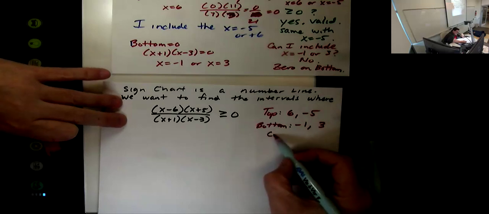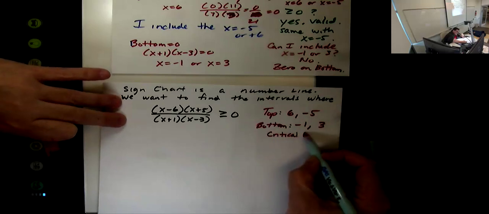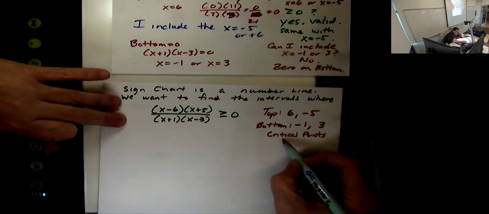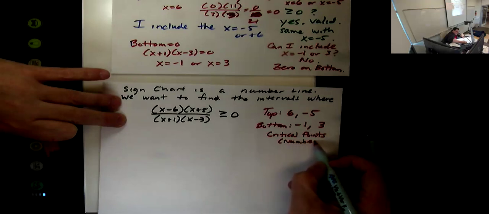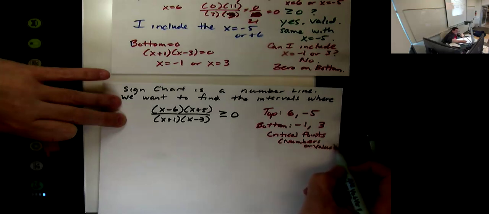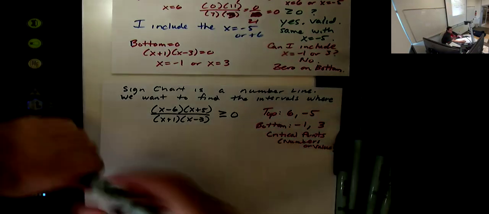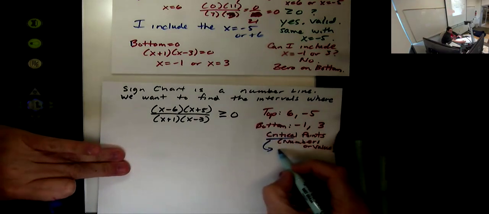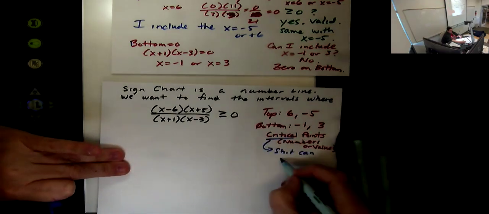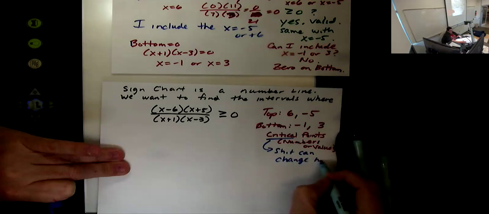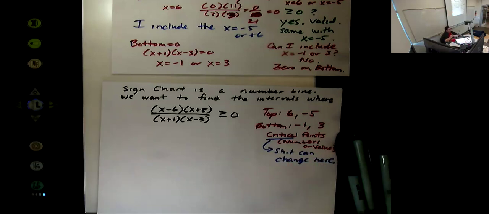Collectively, these are called the critical points. You might see the word critical numbers or values. When we looked at Desmos, we call them critical because that's where things were changing. Things can change here. I say can, it doesn't always change. We'll see. There's scenarios where this doesn't change.